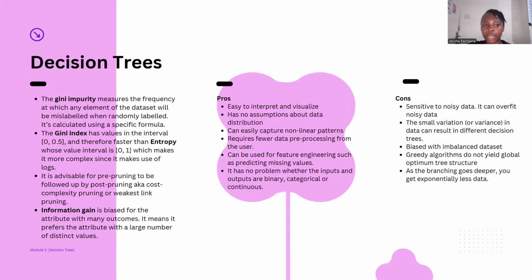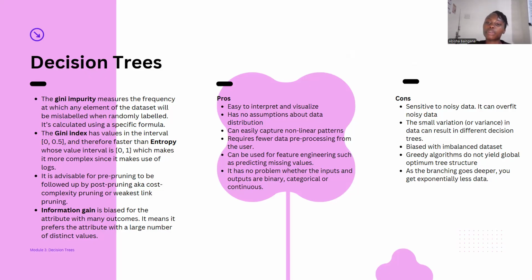Moving on to module 3, we look at decision trees. In decision trees, we have what we call the Gini impurity, which measures the frequency at which any element of the data set will be mislabeled when randomly labeled. Then the Gini index is faster because its interval range of values is lower, which is 0 to 0.5, whereas entropy is higher since it's 0 to 1, which makes it more complex since it makes use of logs. Then we have what we call information gain, and with information gain, we have to know that it's biased for attributes that have many outcomes.